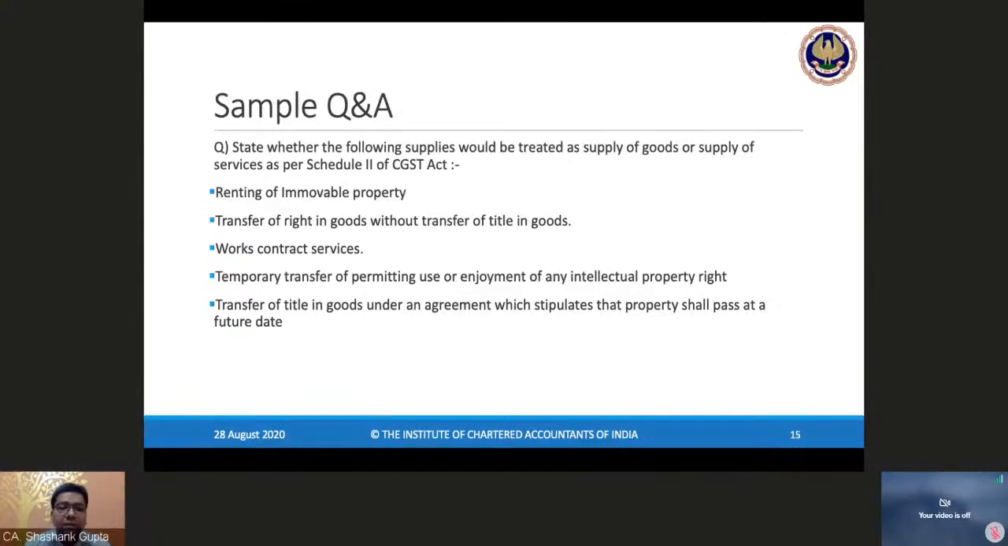And the last, transfer of title in goods under an agreement which stipulates that property shall pass at a future date. So, this we had discussed. I had given you an example of Fevicol, right? An alternative of Fevicol, which is kept at the counter, and the seller says that please try to sell it. If you can sell, we can share the proceeds. Otherwise, I'll take back the stock. So this we had discussed. It is covered under supply of goods.